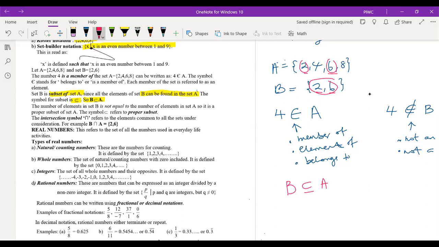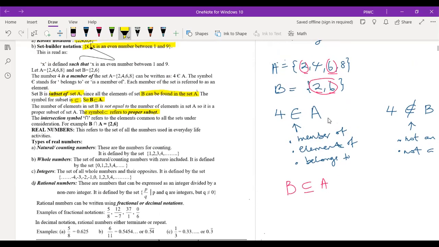Now there's another symbol without the line here, and this subset symbol here is known as a proper subset. Proper subset. What does this mean? Now, it means the number of elements in set B is not equal to the number of elements in set A. So it is a proper subset, right? So proper subset.